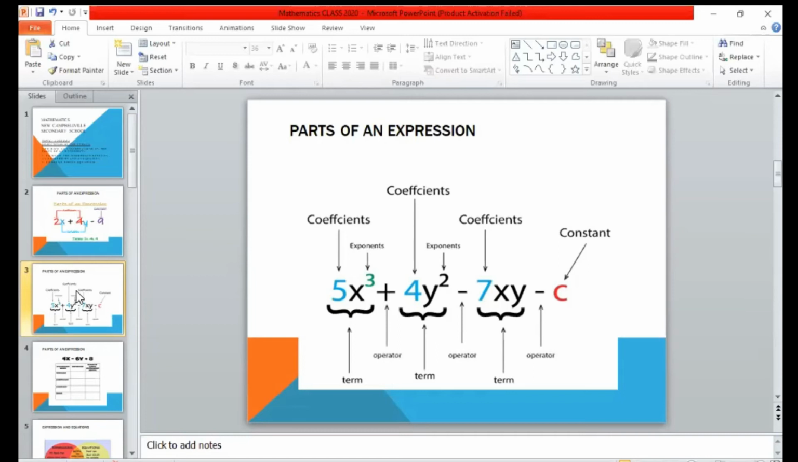Miss, it doesn't have an index. All right, so in an instance like 7xy where there's no visible index, we always assume that the index is 1. Are there any questions?